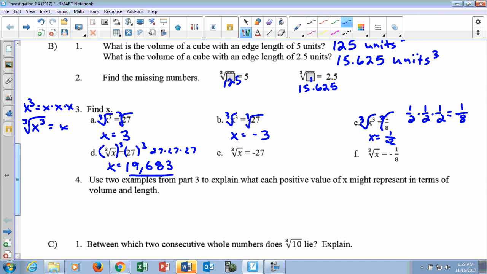So if the cubic root of that number is 27, what number do you think negative 27 is the cubic root of? Tim. Yeah, it's just the opposite, right?